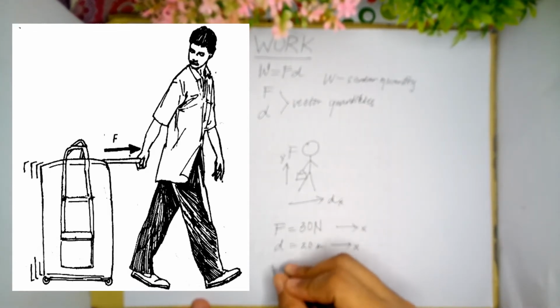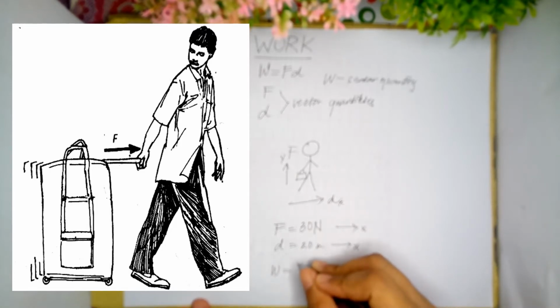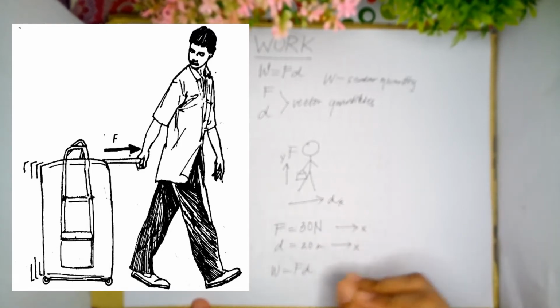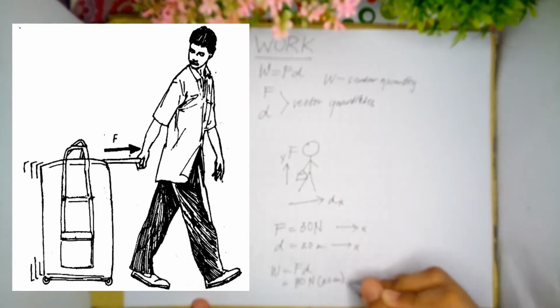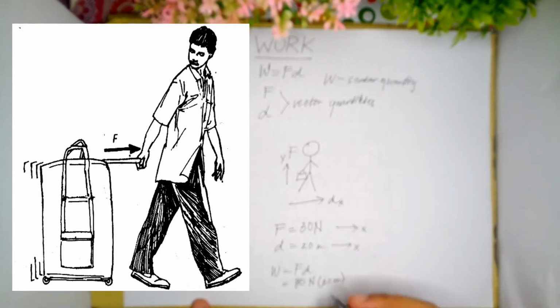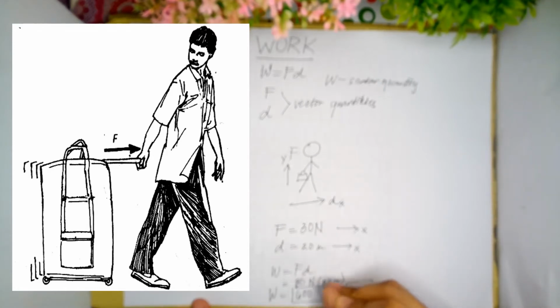So, simple lang para makuha natin yung work. Force times displacement. So, 30 newtons times 20 meters. So, ang sagot natin is 600 Newton meters. Or sa work, in specific na unit natin ng work yung joules. Okay, so ito yung final answer natin.